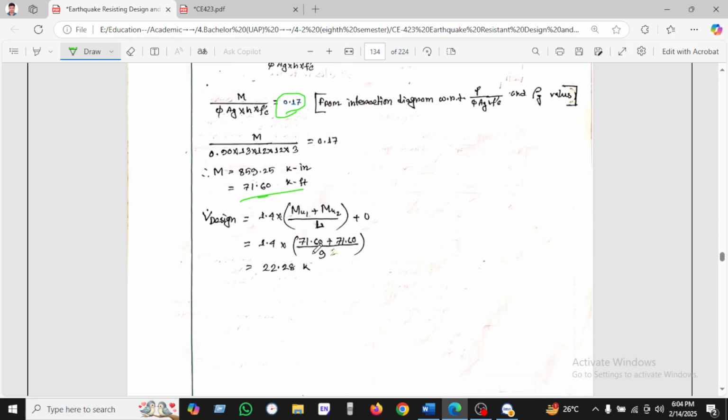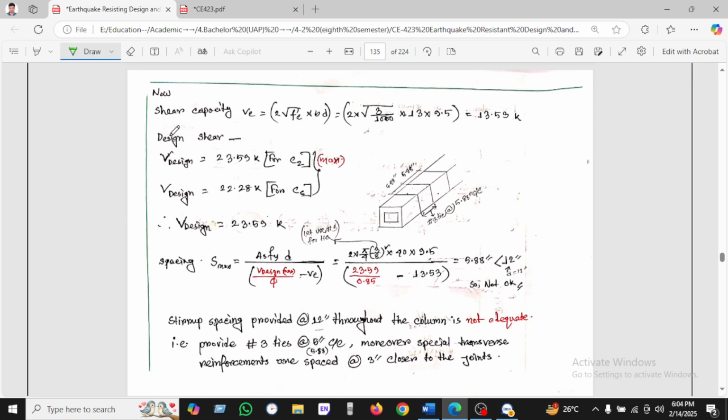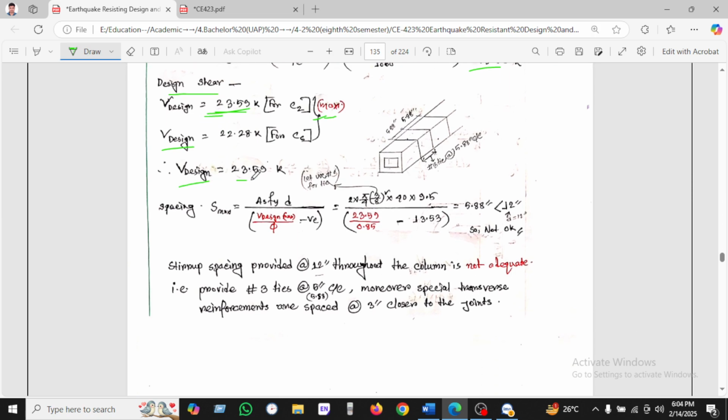The M value, putting in all these values, is 17.6 kip-feet, and the design M will be 22.28. Now the shear capacity will be 13.53 and the design shear will be 23.59. The maximum shear found is 23, so the design V will be 23.